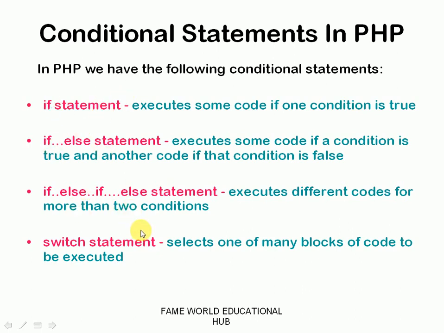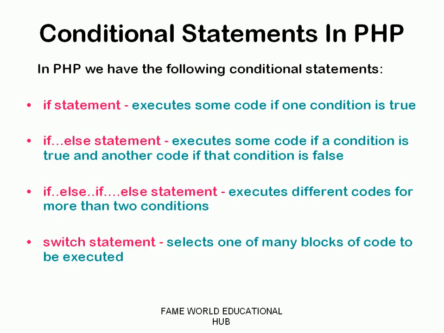So the if statement executes some code if one condition is true. If we are having only one condition, then it will execute the block of if. But if we are having 2 conditions and we have to check whichever condition is correct, then we can provide 2 blocks, one for if and another for else. So if the if block is not true, then it will go to the else block and print the details of the else block. Don't worry, we will go to the syntax and we will go for the examples also.